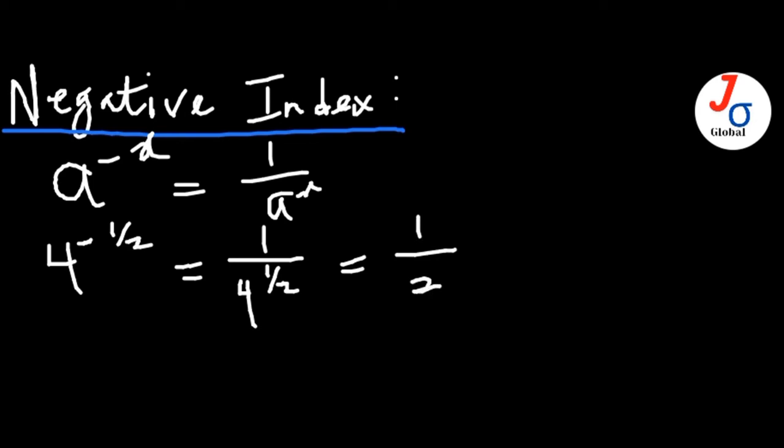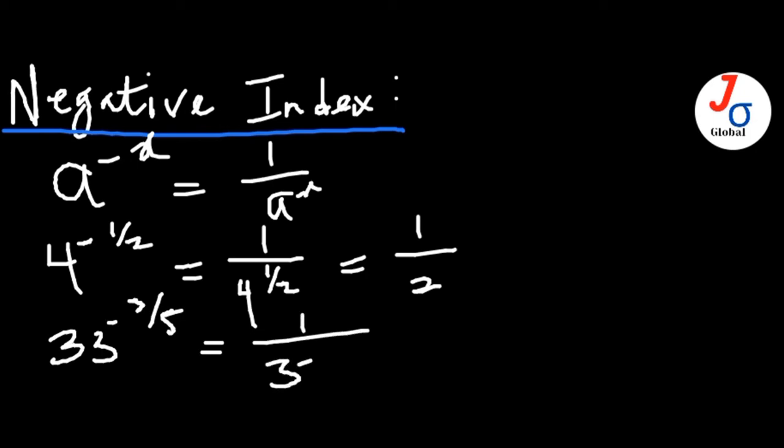Let's take an example. Let's say 33 raised to the power of minus 3 over 5. So basically that minus will become 1 over, then you have 33 raised to the power of 3 over 5.